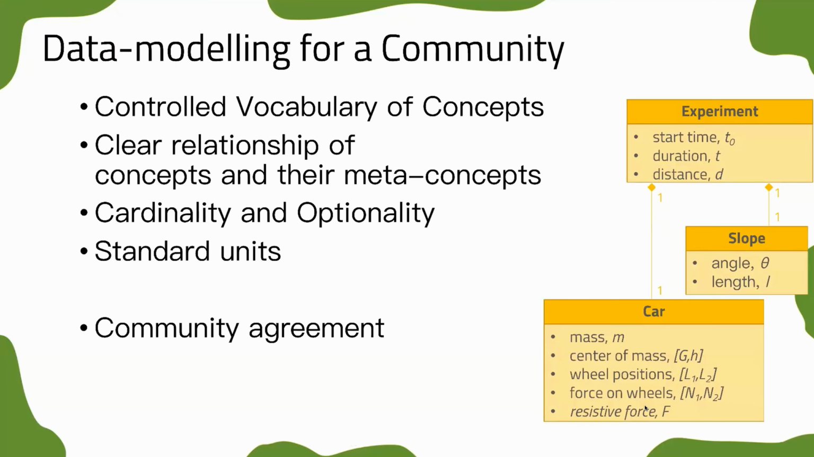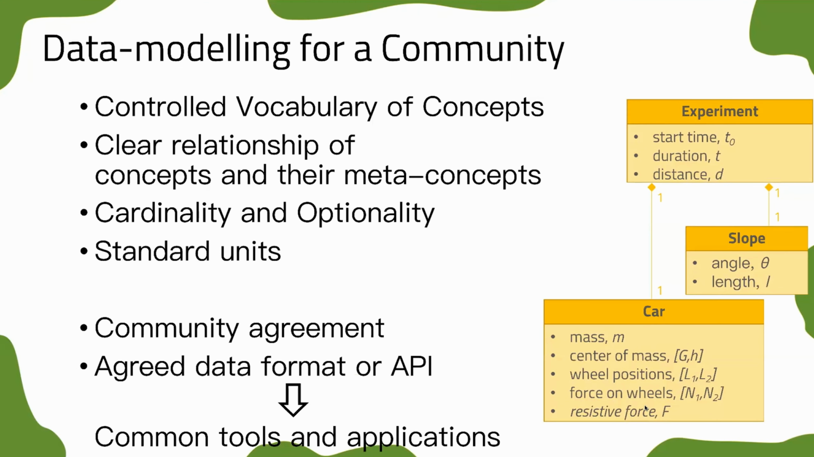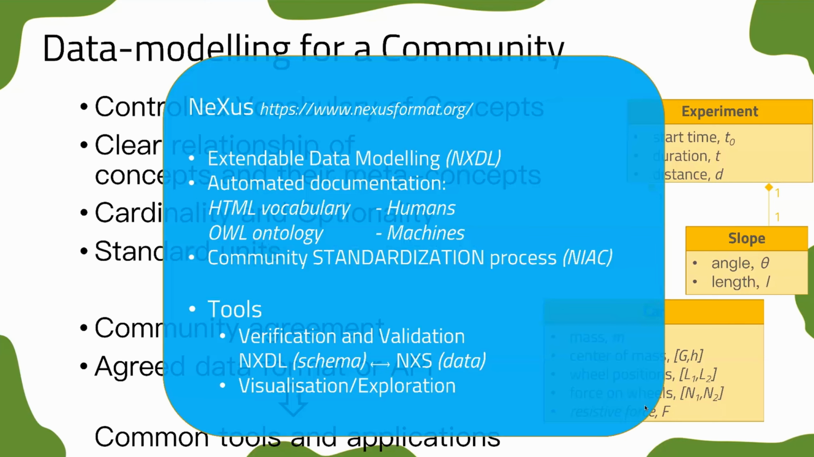And if you have a community agreement, you express this in an agreed data format or in an API, then the community is ready to work with the data. You can start writing common tools and applications which can take the data and work with it. For this, we have chosen NeXus. As I have mentioned, it is an extendable data modeling language which can cover all the needs we have in materials science, in the different experiment types in materials science as well.